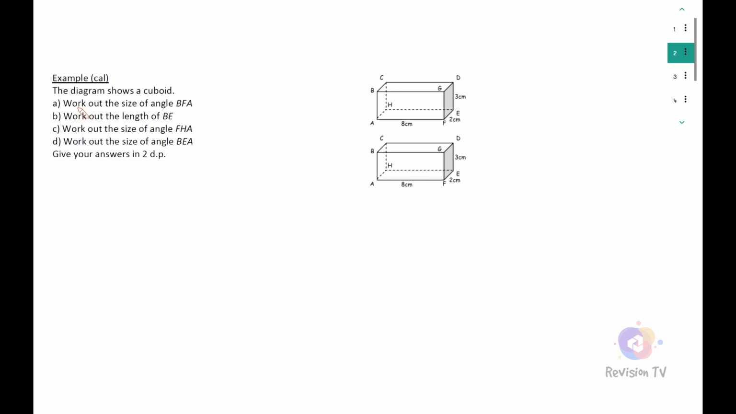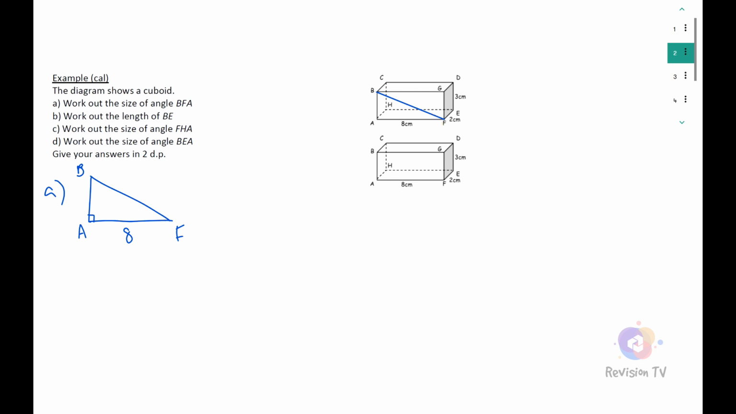Question 8. Work out the size of the angle BFA. Now, to work out angle BFA, join up the B and F together. The best thing to do, as said, is first draw a triangle that relates to the 3 lengths. So BFA, like this. So BAF, and I know that's a right angle because it's a cuboid. I know that's an 8.